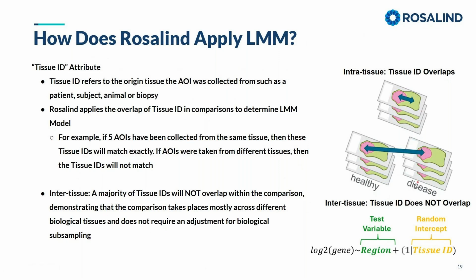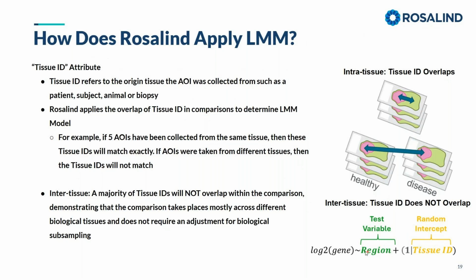For inter-tissue comparison, we're going to look at those tissue IDs and see how they overlap to determine how your comparison is set up. So you're going to set up that comparison and we're going to see if they overlap. If you set up an inter-tissue comparison, we're going to see that a majority of your tissue IDs do not overlap within that comparison. And this will tell us that the comparison takes place mostly across different biological tissues. And this will not require an adjustment for that biological subsampling that takes place within the same tissue.